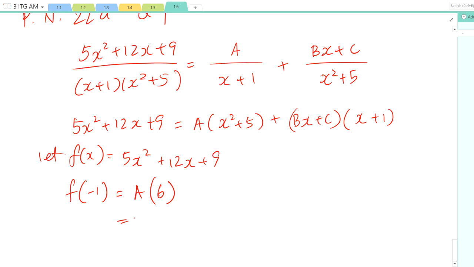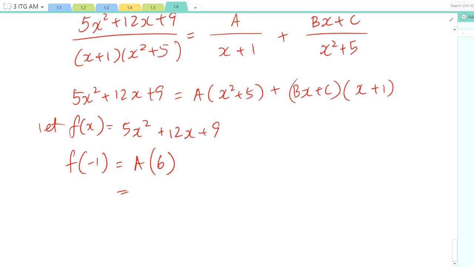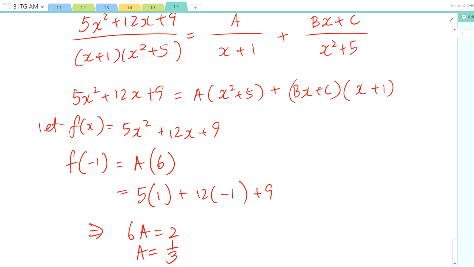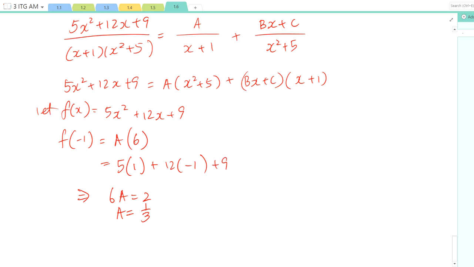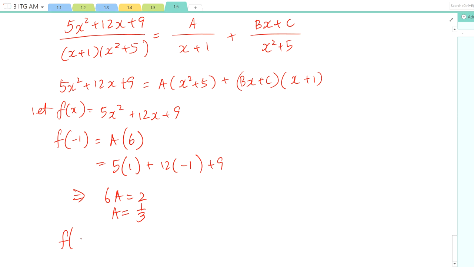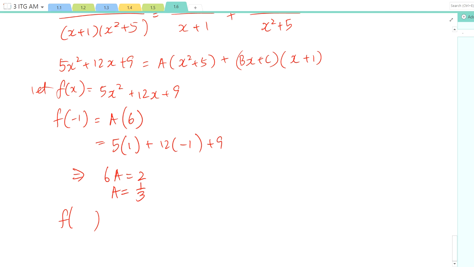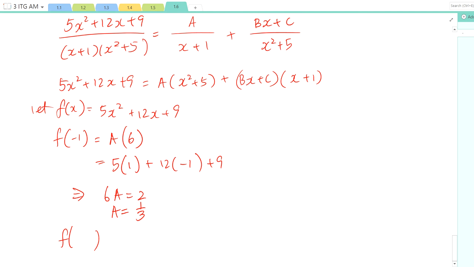And over here, on the left-hand side, when I substitute x equals to -1, I will have 5 times -1 squared, which is 1, plus 12 times -1 plus 9. This gives me 6a equals to 14 minus 12, 2. So a equals to 1/3. First unknown solved. Next one, I can let x be anything I like. Okay. Now I'm going to sub, let's say 0.